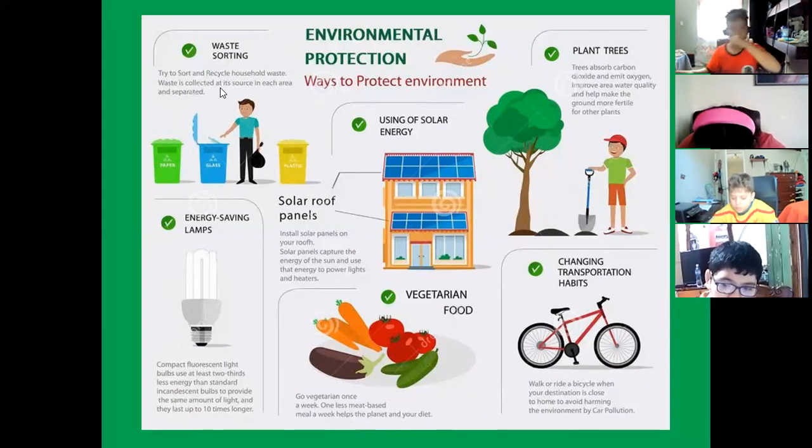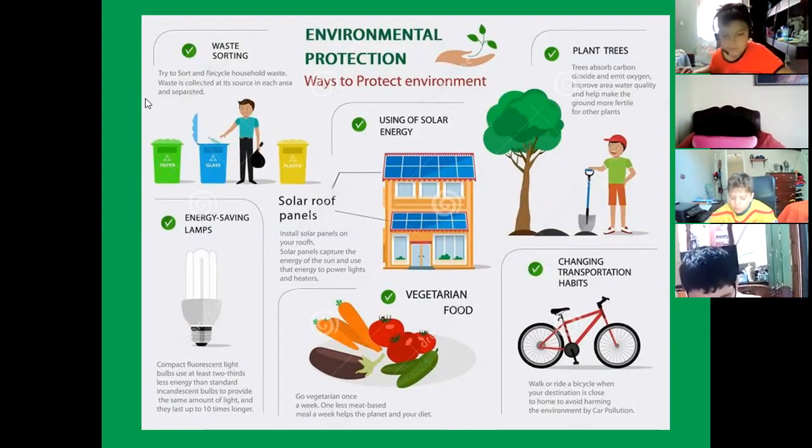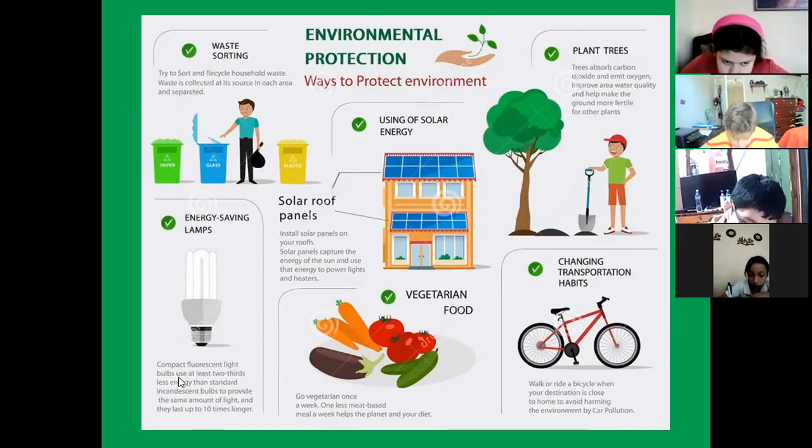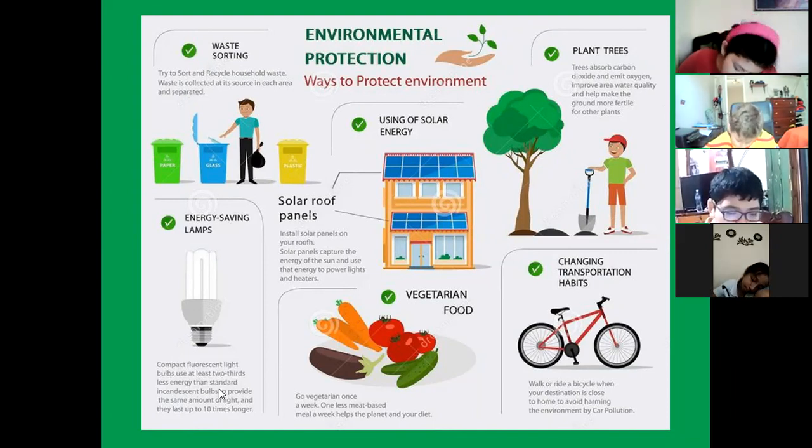Waste is collected at its source in each area and separated. See, paper, because paper is a recycled material, glass and plastic. And also we have to throw the organic trash in one bag and separate the other ones. Energy saving lamps. Compact fluorescent light bulbs use at least 2/3 less energy than standard incandescent bulbs to provide the same amount of light, and they last up to 10 times longer. So these ones are very common now in our houses, right?